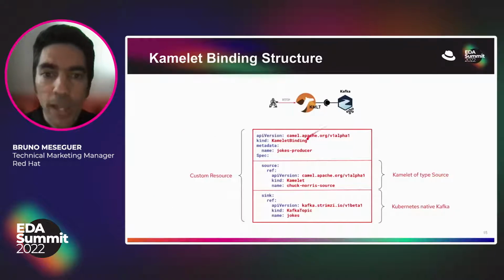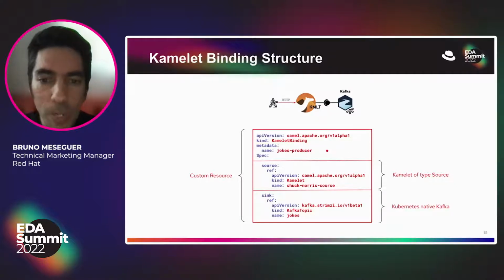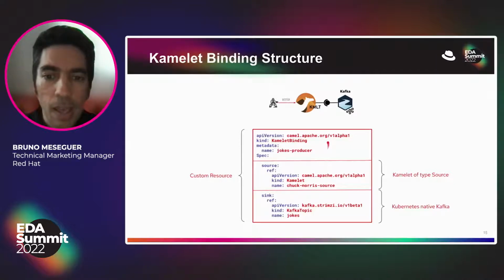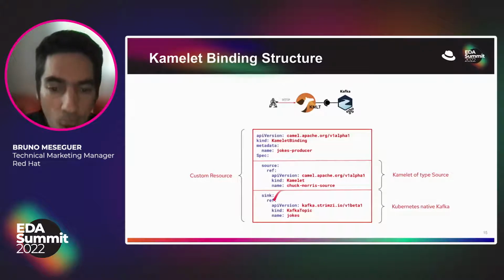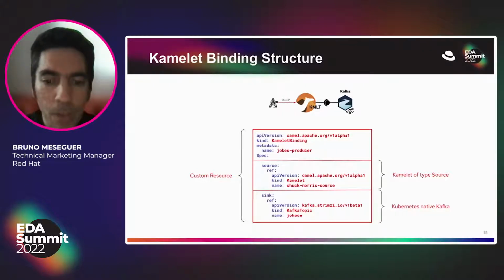This is how you define one of those Camlet bindings. In this case, again, this is just a simple YAML file that you push to Kubernetes, so no code required. You just define the type, the name, and then you pick a source. In this case, again, following on the previous example, we use the Chuck Norris Camlet, and then we are binding to the Kafka platform, and this would be sending jokes to Kafka, basically.